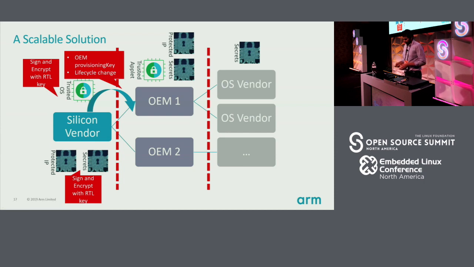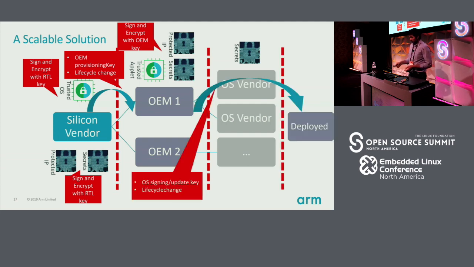What this means is now the OEM has this key, acquired somehow through operational mechanisms, and the lifecycle stage has gone to the next stage. So the silicon manufacturer is now assured that no matter what the OEM does, the silicon manufacturer's secrets are safe. Again, the OEM signs and encrypts its own content using the OEM key.